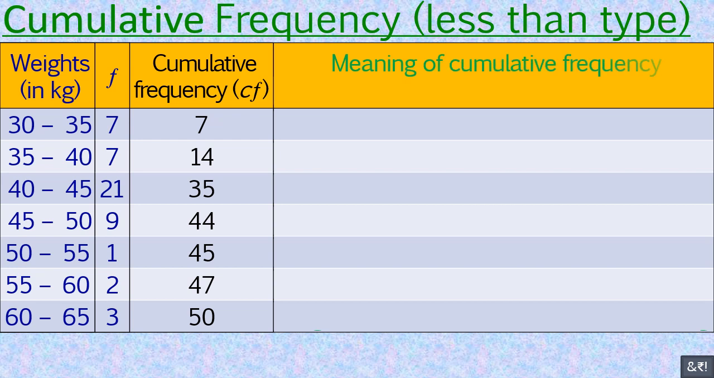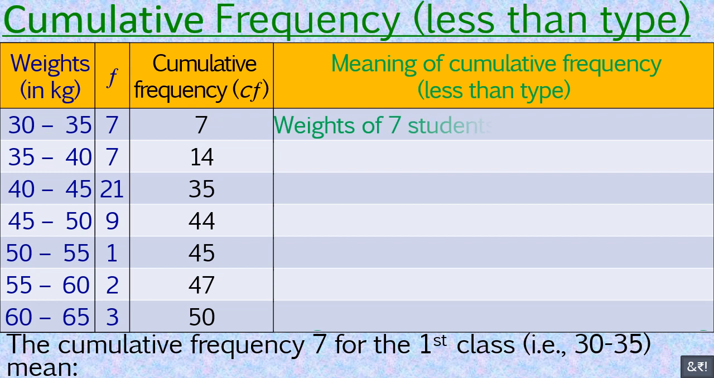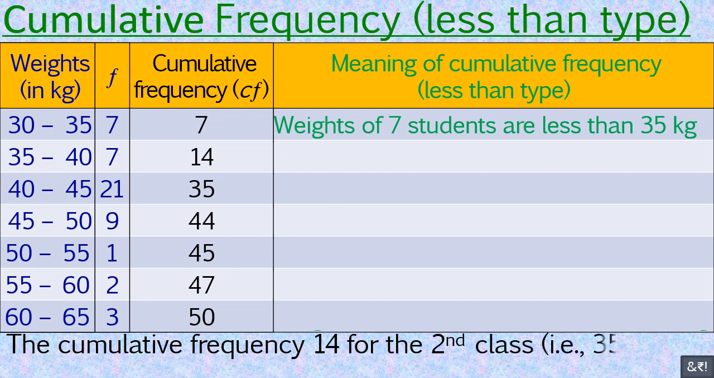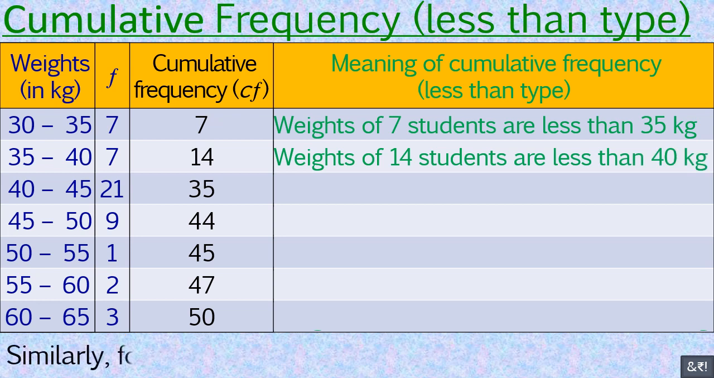Meaning of cumulative frequency, less than type. The cumulative frequency 7 for the first class, that is, 30-35, means weights of 7 students are less than 35 kg. The cumulative frequency 14 for the second class, that is, 35-40, means weights of 14 students are less than 40 kg. Similarly, for other classes.